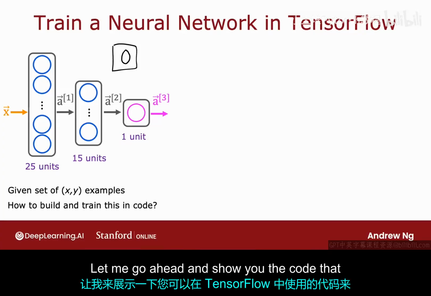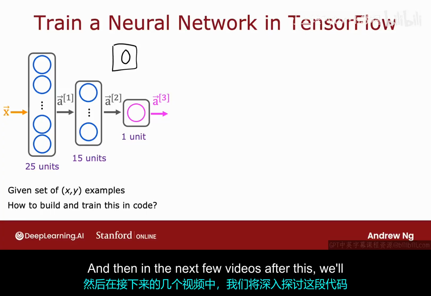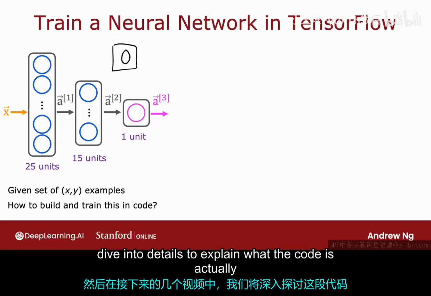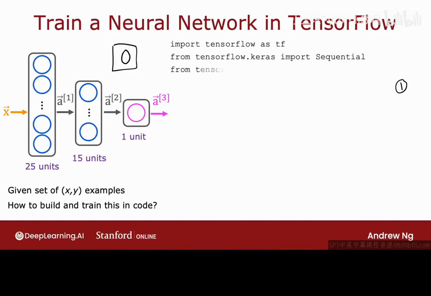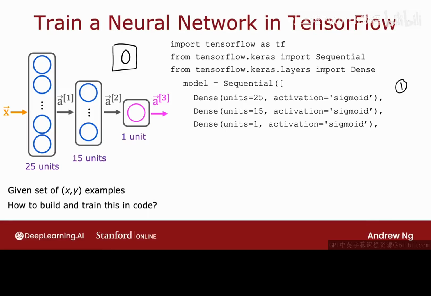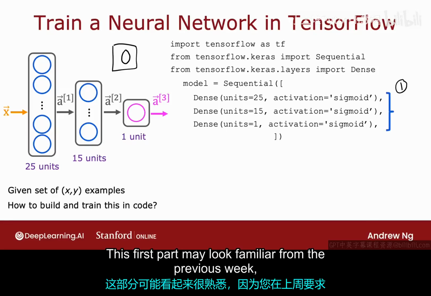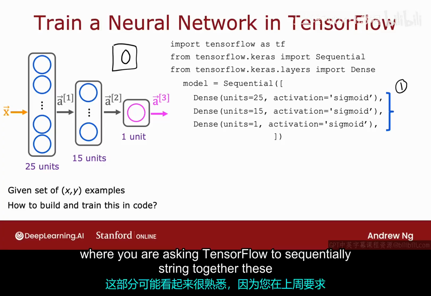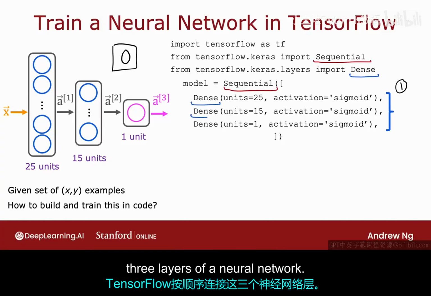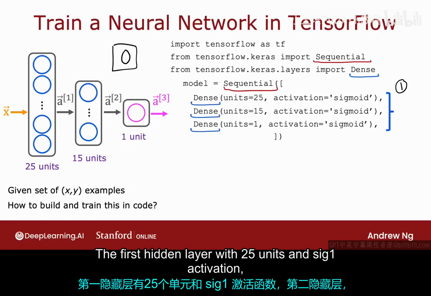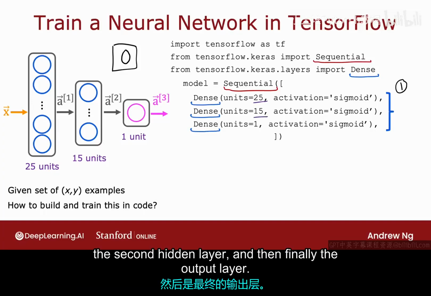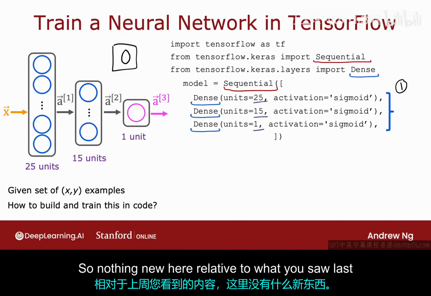Let me go ahead and show you the code that you can use in TensorFlow to train this network. And then in the next few videos after this, we'll dive into details to explain what the code is actually doing. So this is the code you would write. This first part may look familiar from the previous week, where you are asking TensorFlow to sequentially string together these three layers of a neural network. The first hidden layer with 25 units and sigmoid activation, the second hidden layer, and then finally the output layer. So nothing new here relative to what you saw last week.